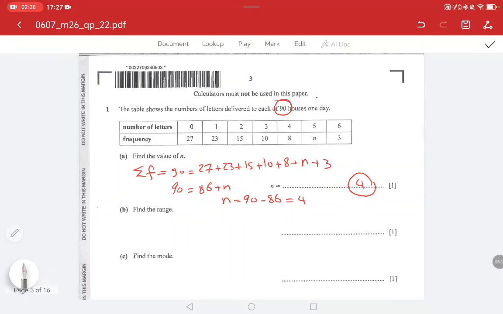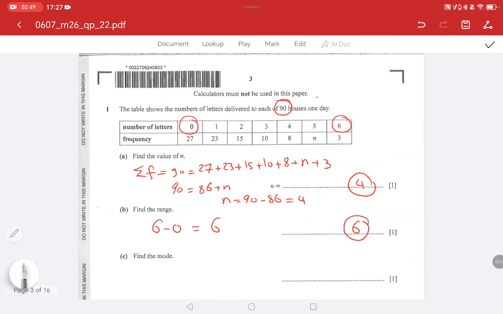Then the next question is find the range. The range is the largest value minus the smallest value. The largest value here is 6, and the smallest is 0. So it's 6 minus 0, which is 6. So the answer is 6.